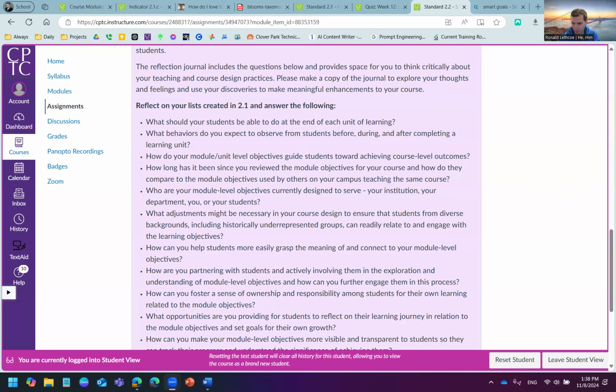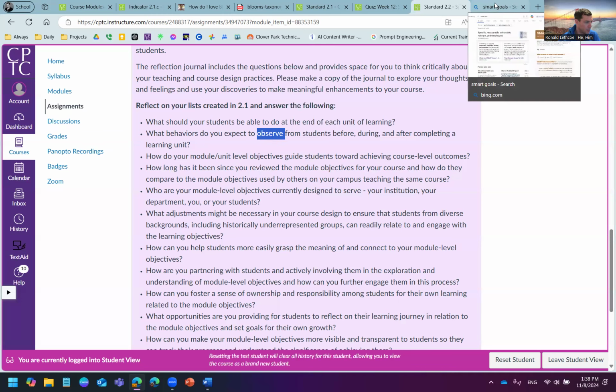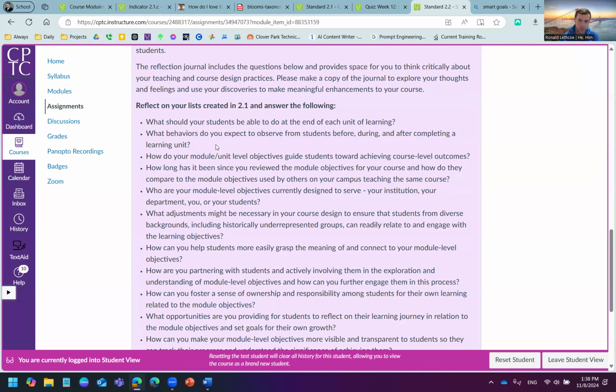Okay, if we would like to continue with Tracy or Derek, do you have by any chance any examples of objectives? The second question here: what behaviors do you expect to observe from students before, during, and after completing a learning unit? Does anybody have any examples? We're talking about observable, measurable, but with that before, during, and after stage.